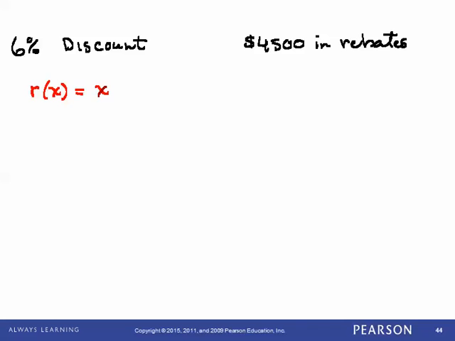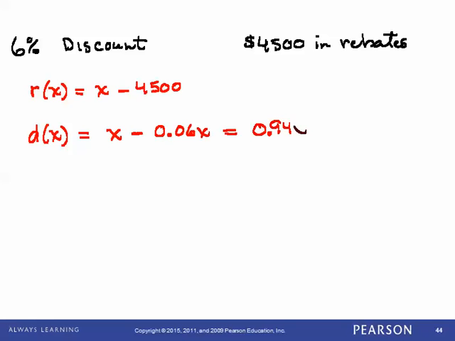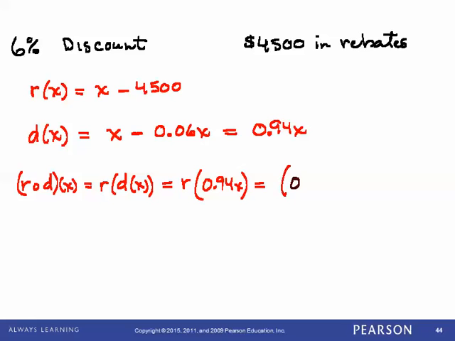That sounds good by me. It's x minus 4,500. That's this piece right here. The discount of x, again, since we're getting a 6% discount, we actually are going to pay how much percent of the original price? 94. So x minus 6% gives you 94% of the original price. And again, computing this one, I don't know if you want to do it here, later, that's fine. Rebate of the discount of the price gives us, plugging that into the rebate, 0.94x minus 4,500.